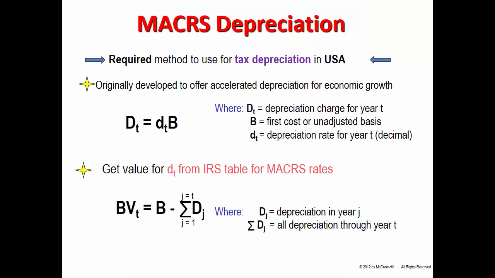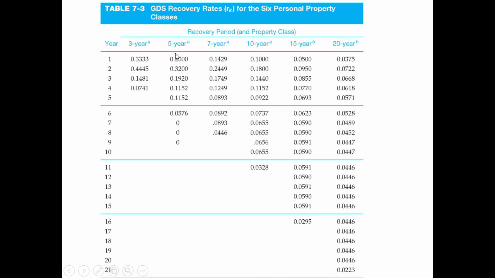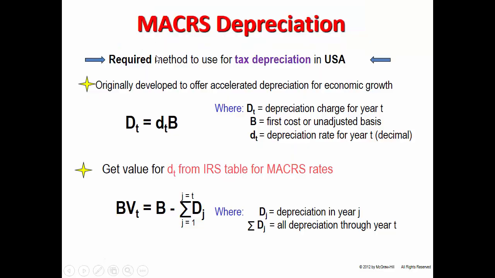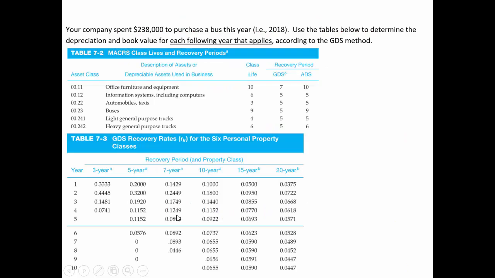Now these are the formulas you can use if you want to find the depreciation amount in any given year. It's just the fraction multiplied by the first cost, and the fractions are known, so you don't have to calculate them, which makes it pretty easy. Then the book value in any year you can only calculate by adding up all of the previous years' depreciation. So it's the starting book value or cost basis minus the cumulative depreciation to date.